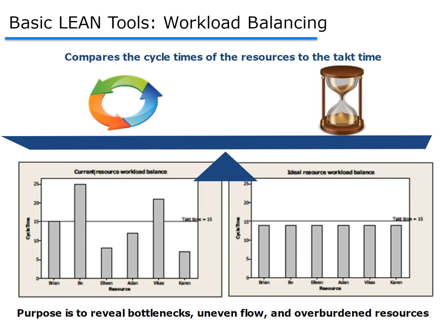Workload balancing compares the cycle times of the resources to the takt time. The purpose is to reveal bottlenecks, uneven flow, and overburden resources. By using a simple graph like the one shown here, we can see the time taken by each of the process steps. The graph on the left shows that the work is unbalanced. The goal is to balance the process steps by eliminating, combining, reducing, or simplifying the various tasks within the process steps. The ideal workload balance is to have all resource cycle times slightly less than the takt time.